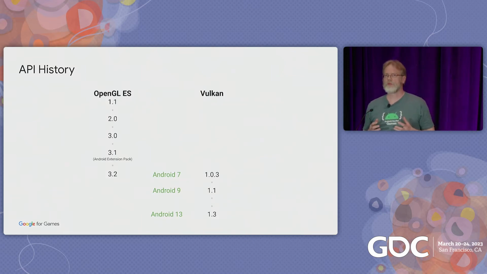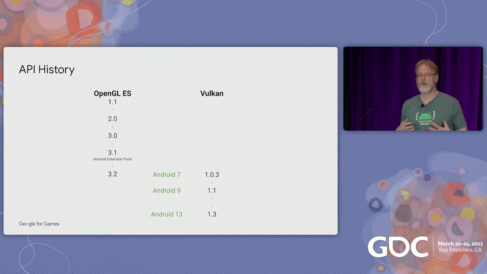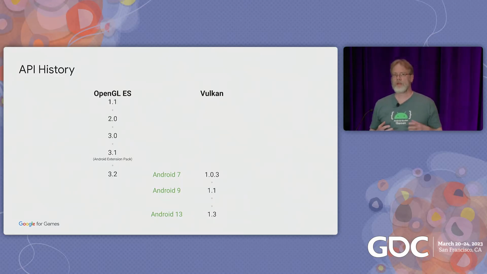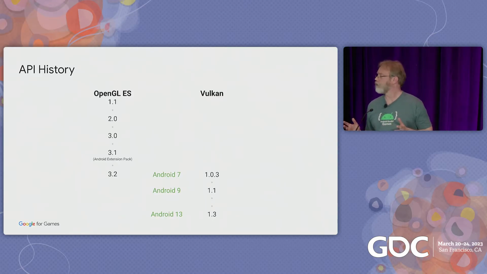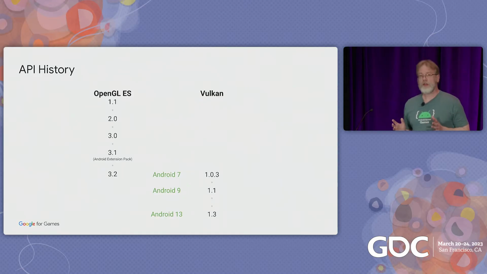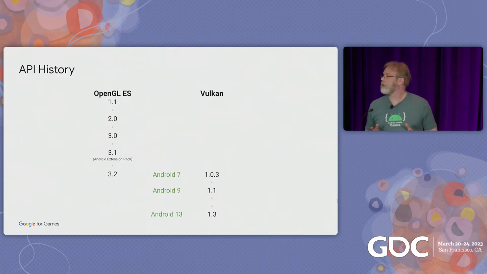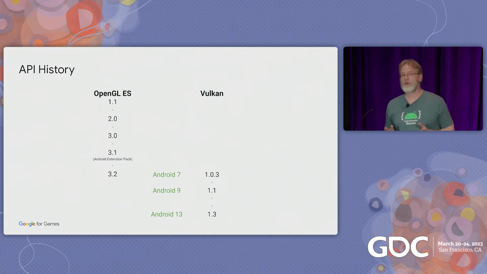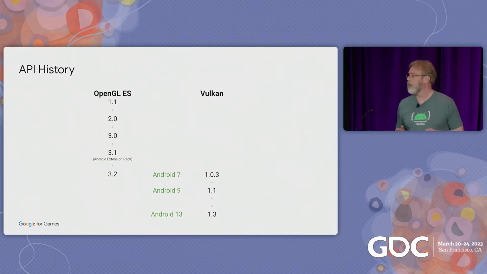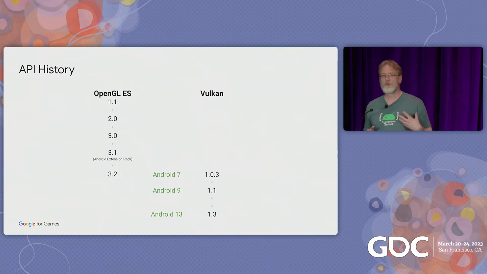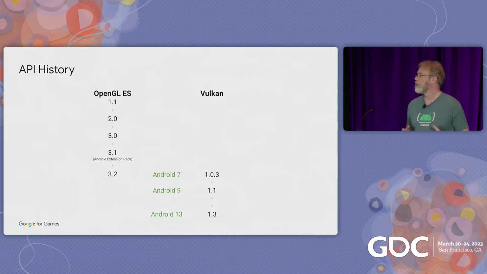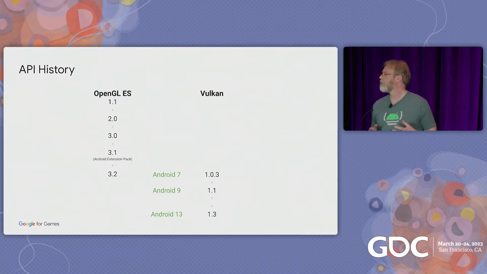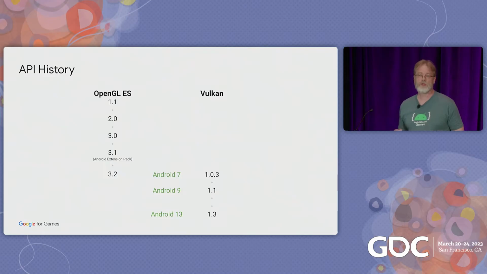Vulkan was developed to be a lower level specification for a multi-platform graphics API that lets you get a lot more fine-grained in areas of memory and resource management and controlling the synchronization of your various operation draw streams or compute streams. Android decided to choose Vulkan as a successor graphics API and debuted Vulkan support with Android 7 with Vulkan 1.0.3. Since then, Android has continued to adopt new versions of Vulkan as they've become available. Android 9 added support for Vulkan 1.1, and Android 13 added support for Vulkan 1.3, which is the latest version of the Vulkan API.